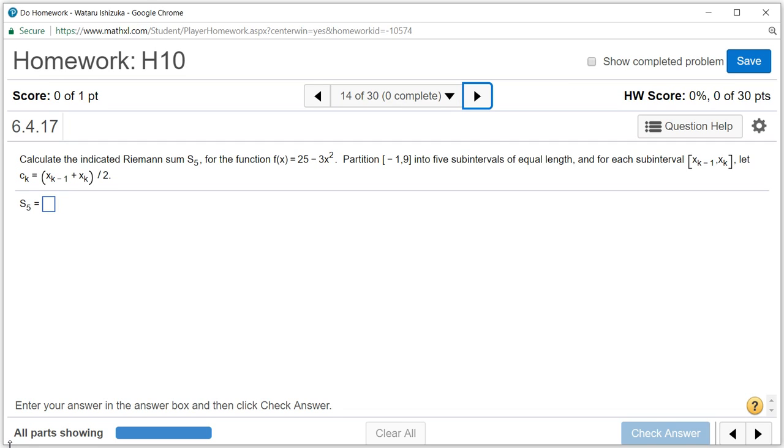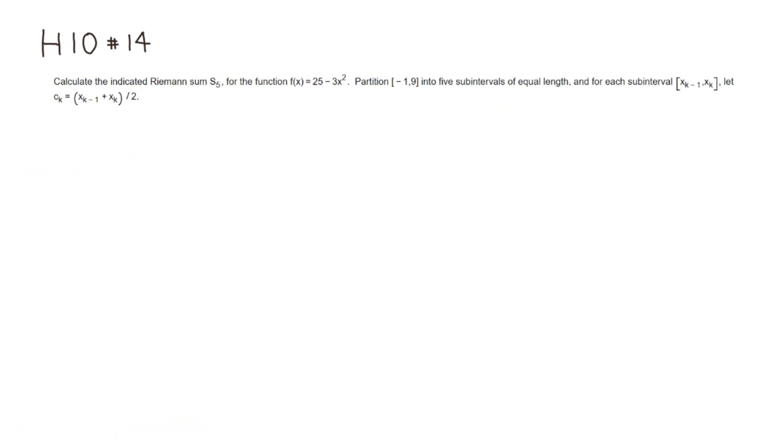Alright, let's look at homework 10, problem number 14. We want to find the Riemann sum S sub 5, given the function f of x equals 25 minus 3x squared over the interval from -1 to 9, using the sample points to be the midpoints. Alright, so let's do that.